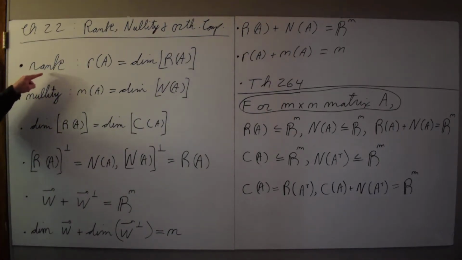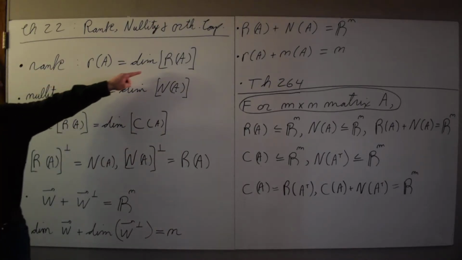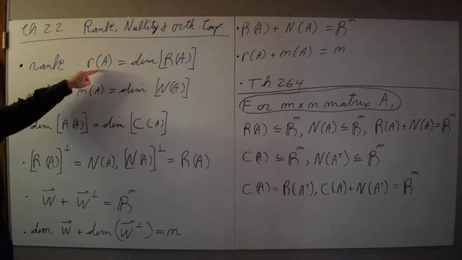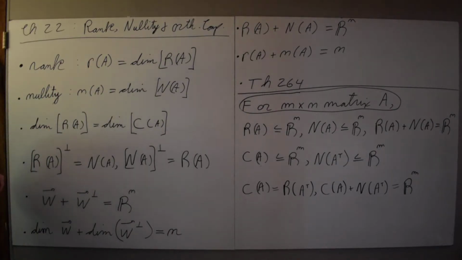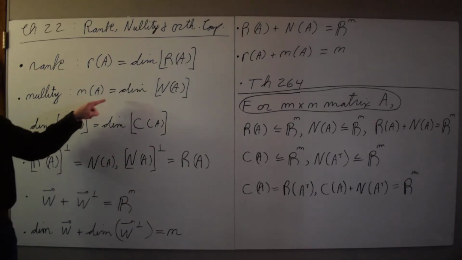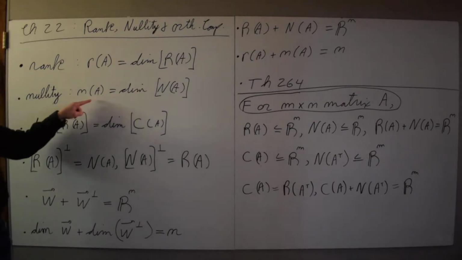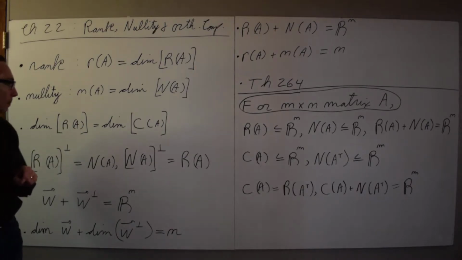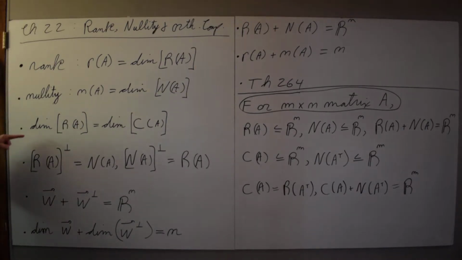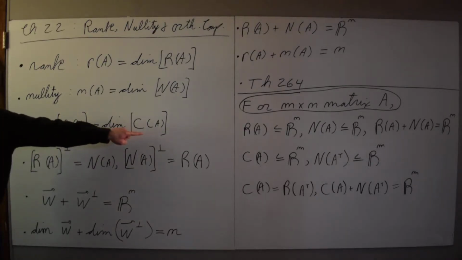The rank of the matrix is the dimension of the row space, and we usually write that as a little r of A. The nullity is the dimension of the null space. Also, the dimension of the row space and the dimension of the column space of the matrix are the same.